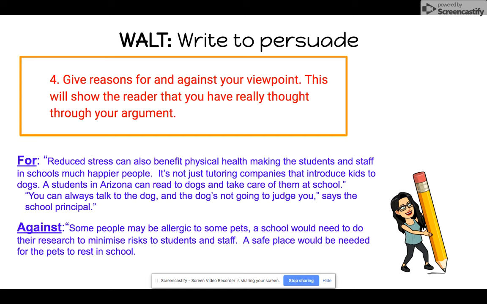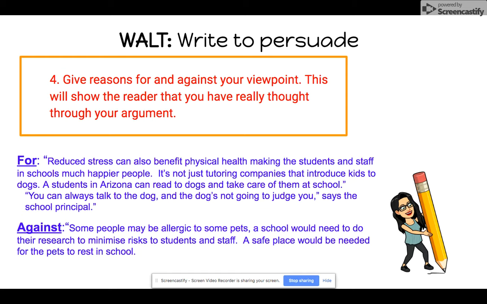4. Give reasons for and against your viewpoint. This will show the reader that you've really thought about your argument. Looking at my first point, my reasons for are: reduced stress can also benefit physical health, making the students and staff in schools much happier people. My second point is it's not just tutoring companies that introduce kids to dogs. Students in Arizona can read to dogs and take care of them at school. A quote from one of the Arizona school principals says you can always talk to the dog and the dog's not going to judge you.